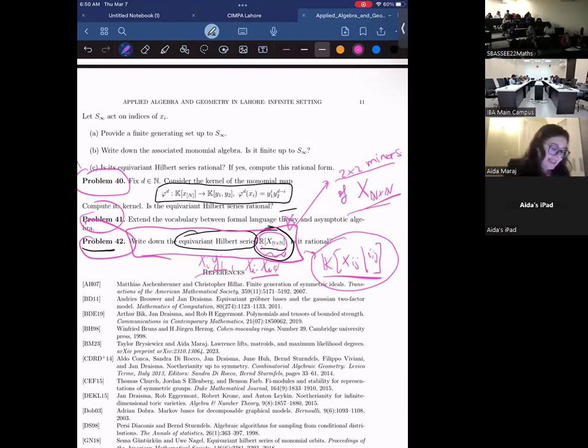So it's not exactly this. Sometimes it's like xn, yn. But if you take the zero ideal in this polynomial ring, we don't know if the Hilbert series, the equivariant Hilbert series, is rational.